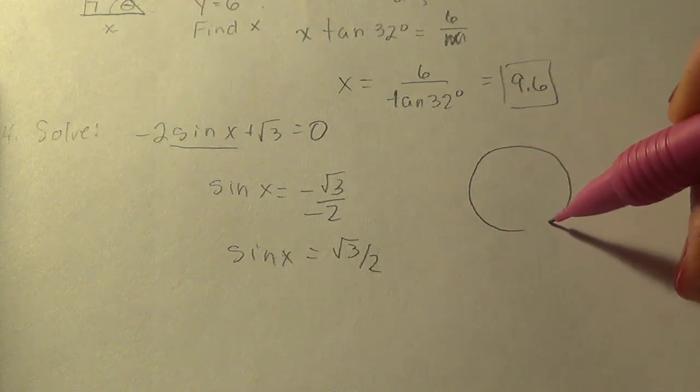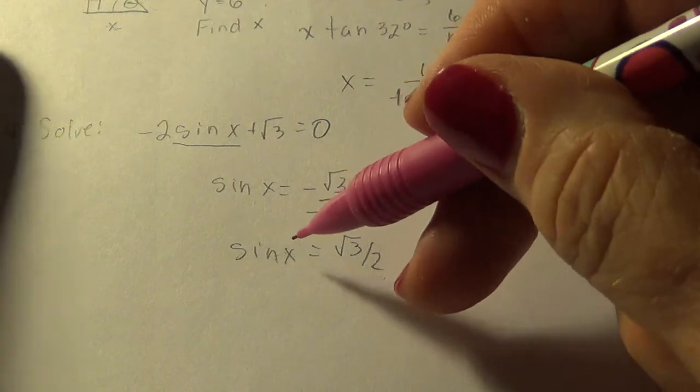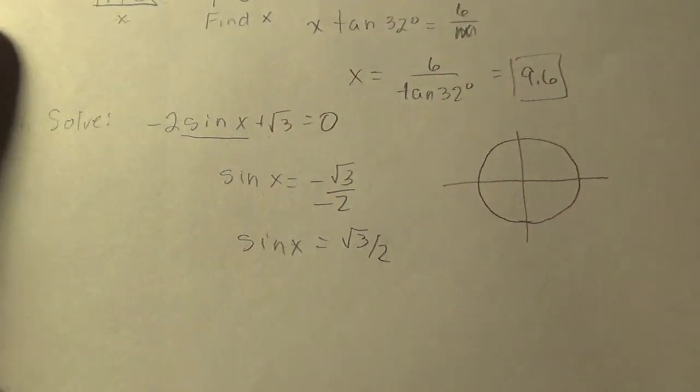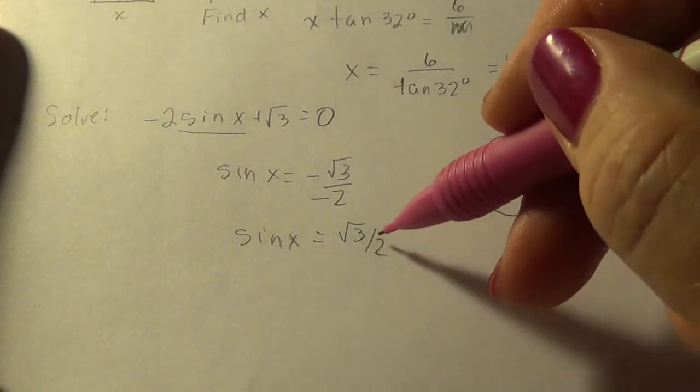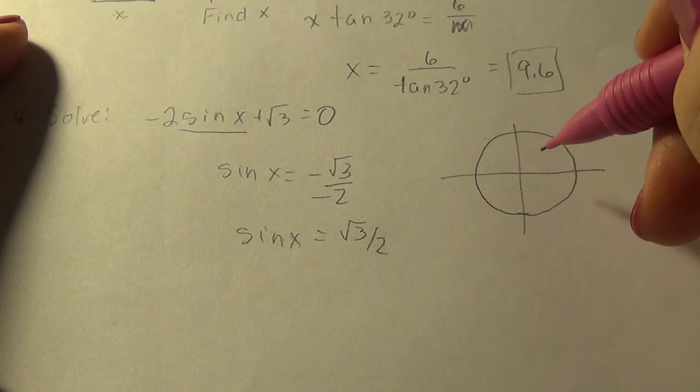Alright, so we're going to look at the unit circle. This time there's no restrictions. It's not an arc sine situation. It's a solve this equation situation. So we want to find all the x's that have a sine of square root of 3 over 2.